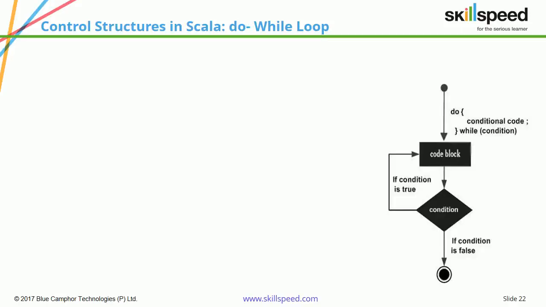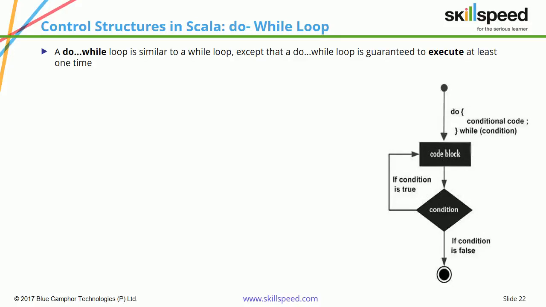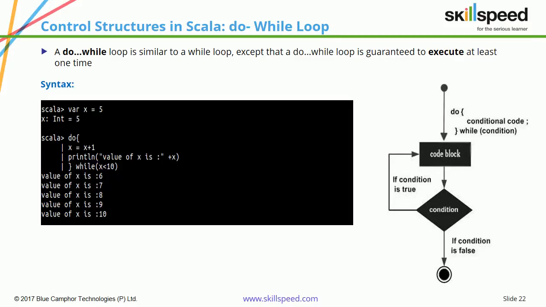The next type of control structure is called a do-while loop. This is very similar to a while loop, except that a do-while loop is guaranteed to execute at least one time, and the condition is evaluated towards the end of the loop. I have given an example where I'm creating a variable x, var x equal to 5, and then I'm saying do x equal to x plus 1, print the value of x, and then while x is less than 10. So as long as x is less than 10, it is going to enter the loop. Initially the value is 5, it increments and prints the value. As it executes, you can see that it prints from 6 to 10.